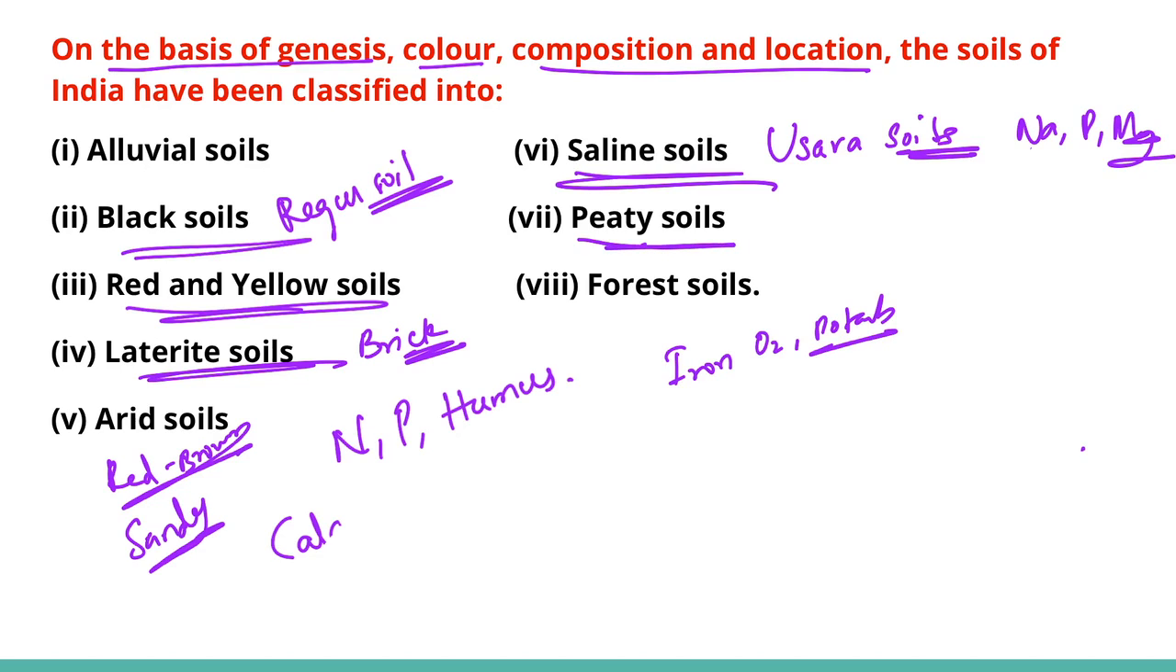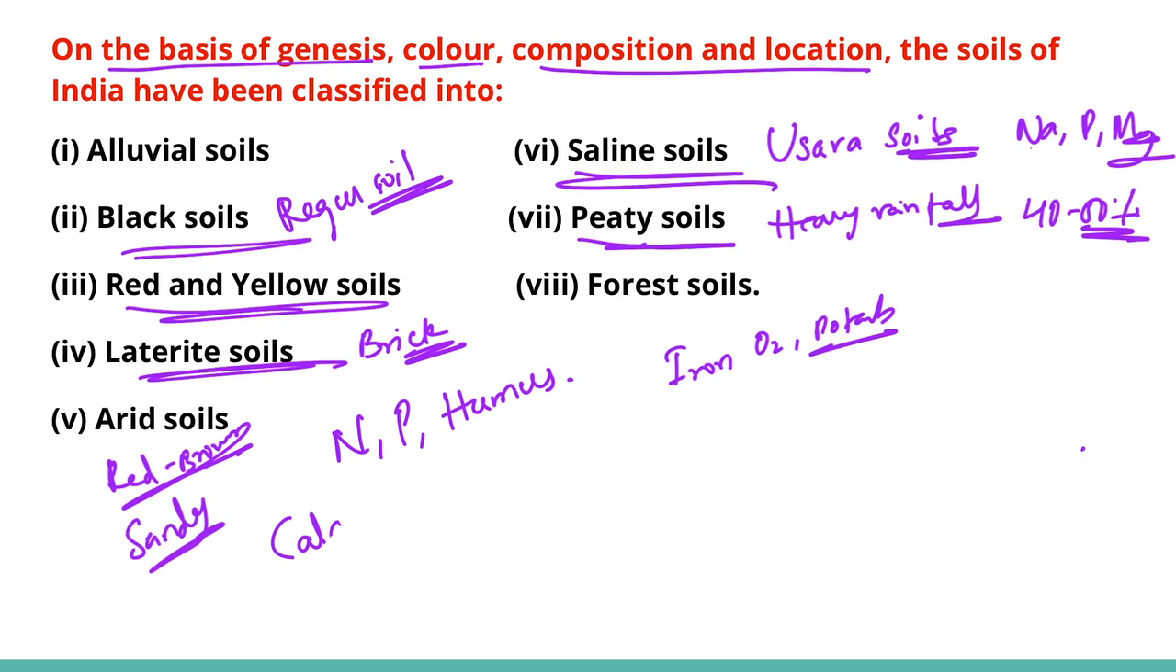Peaty soils are found in the areas of heavy rainfall and high humidity, where there is good growth of vegetation. Thus, a large quantity of dead organic matter accumulates in these areas and it gives a rich humus and organic content to the soil. Organic matter in these soils may even go up to 40 to 50%.